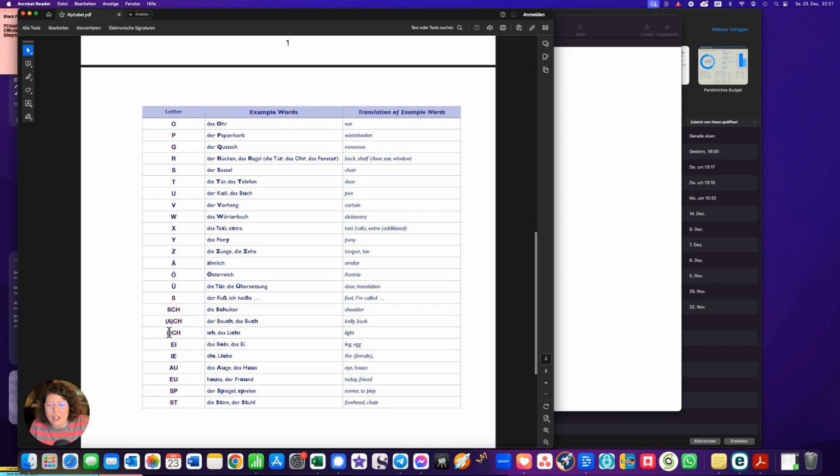Oder CH after I. That's ich. That's I in German. And I forgot that. I'm going to add that here. Oder das Licht. That's the light. Licht. Good. I. Like in das Bein. Oder das Ei. That is the leg or the egg.